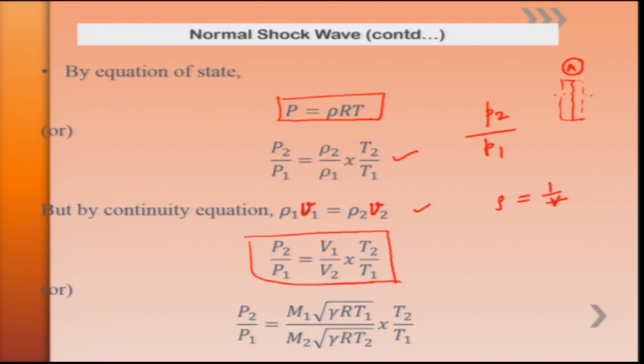Again using the equation of state, we can evolve P2 by P1 in terms of velocity V1 by velocity V2 into T2 by T1. You can say here rho 1 V1 is equal to rho 2 V2. If you replace this as P1 by RT1 into small v1 is equal to P2 divided by RT2 into small v2, where v1 and v2 are upstream and downstream velocities, and hence you can lead to this expression.